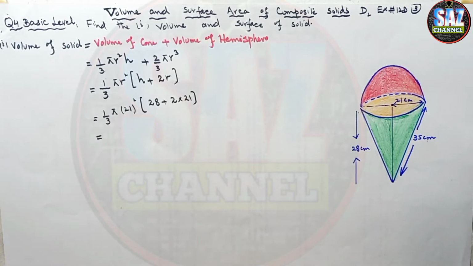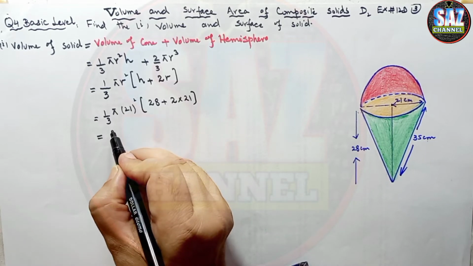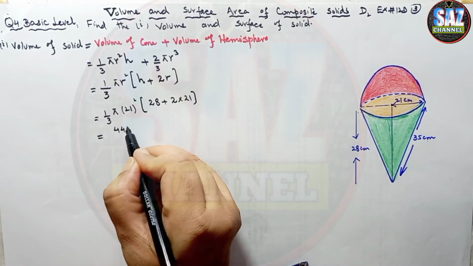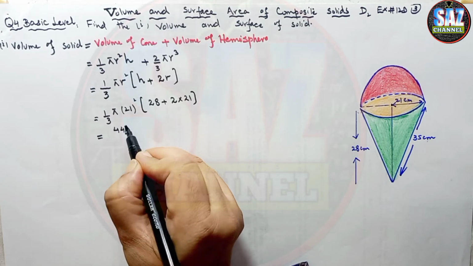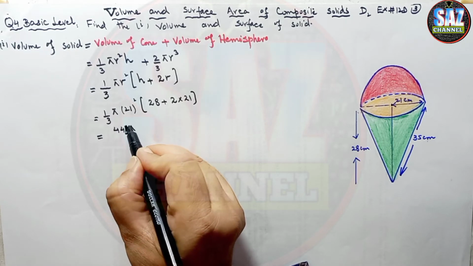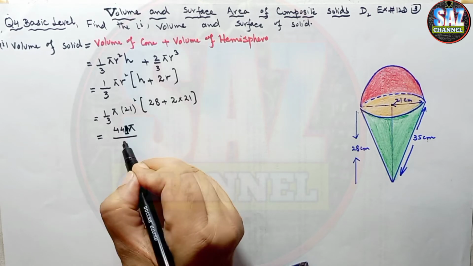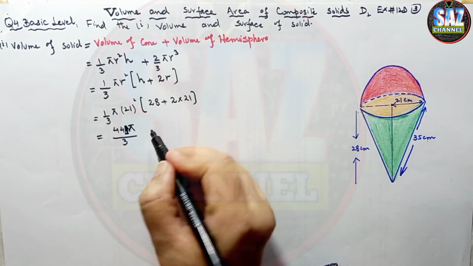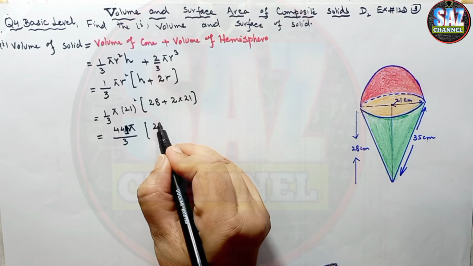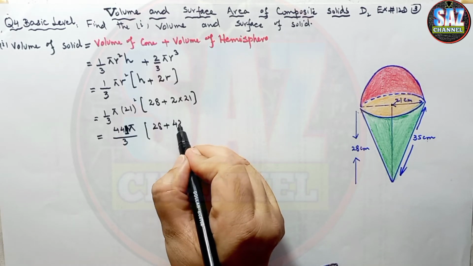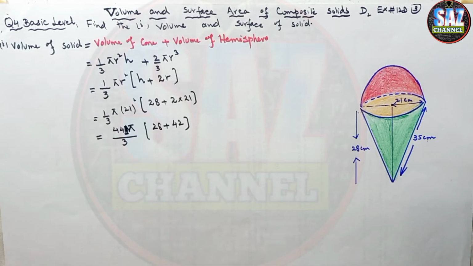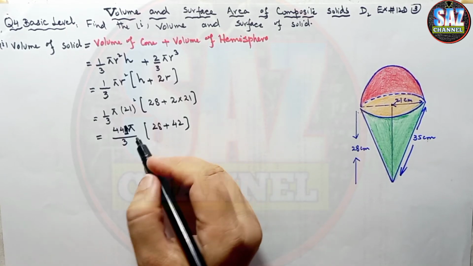21 squared is 441, if I'm not wrong. Yes, 441. 1 into pi, by 3, this is 1, and 28 plus 2 multiplied by 21 is 42. 42 plus 28, this is 70.